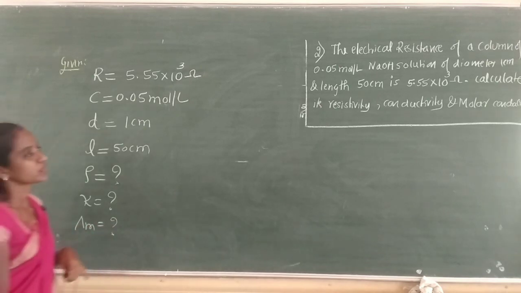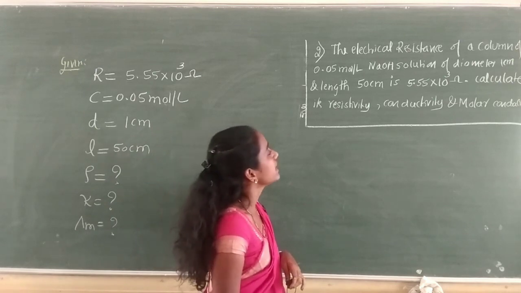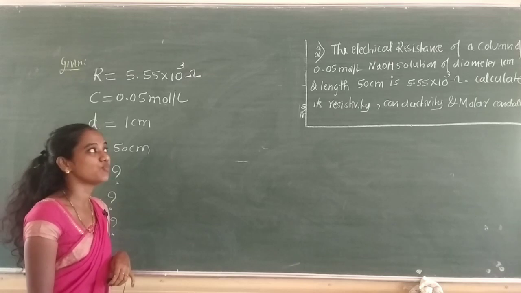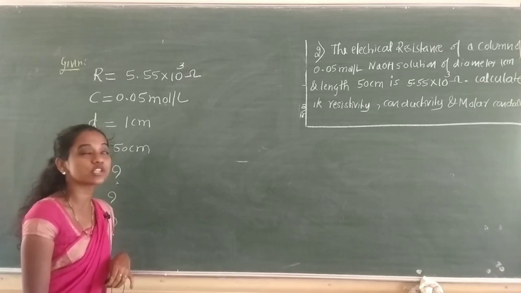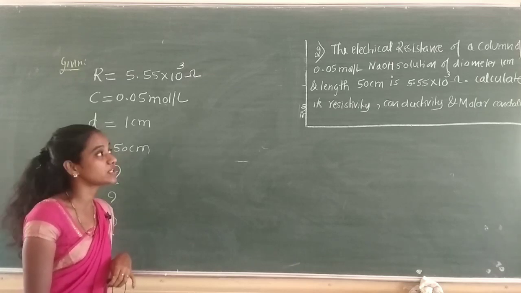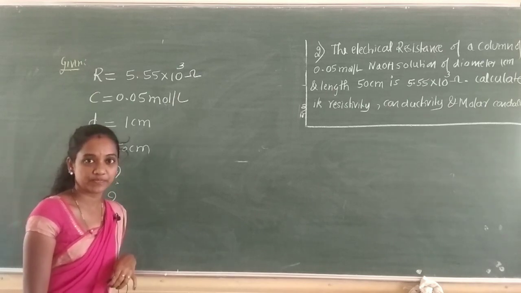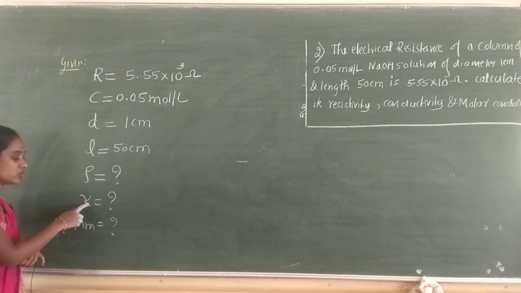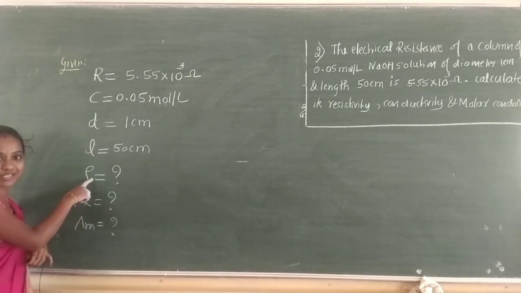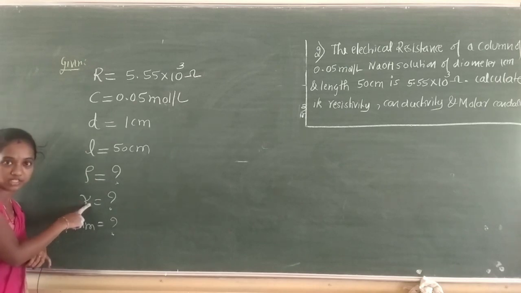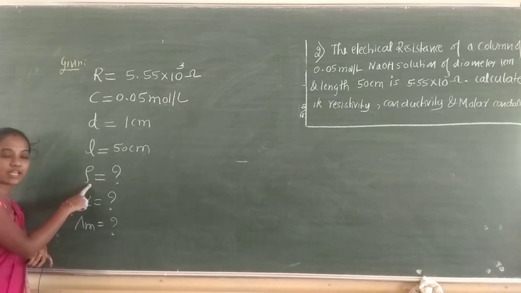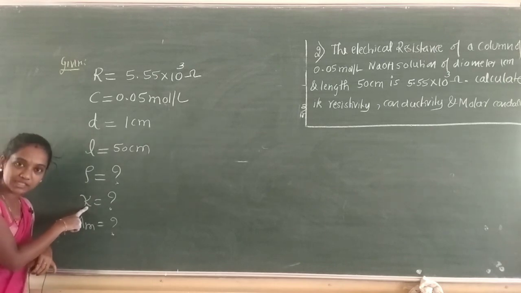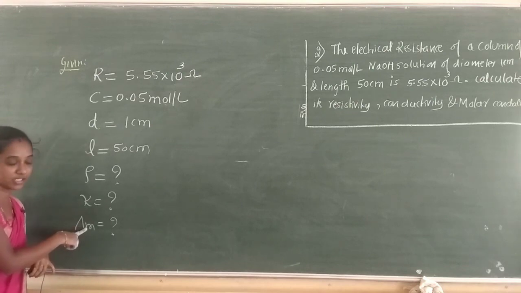Okay, now read the question again. The electrical resistance of a column of 0.05 mole per liter sodium hydroxide solution, of diameter 1 centimeter and the length is 50 centimeter. What we have to calculate? The resistivity and conductivity. We know that conductivity is a reciprocal of resistivity. Once we calculate the conductivity value, we can directly calculate the resistivity. And finally, if we know the value of K, that is conductivity, later we can calculate the molar conductivity.